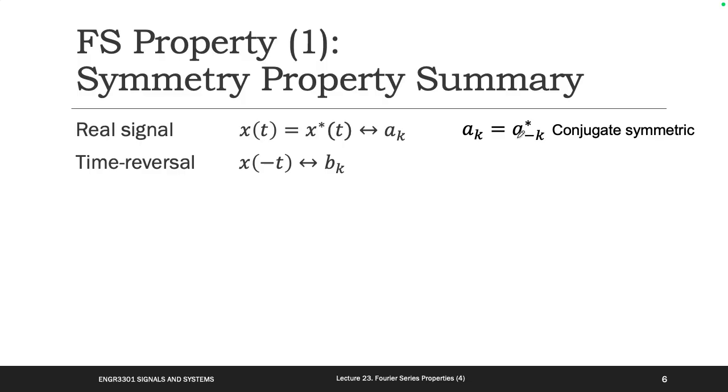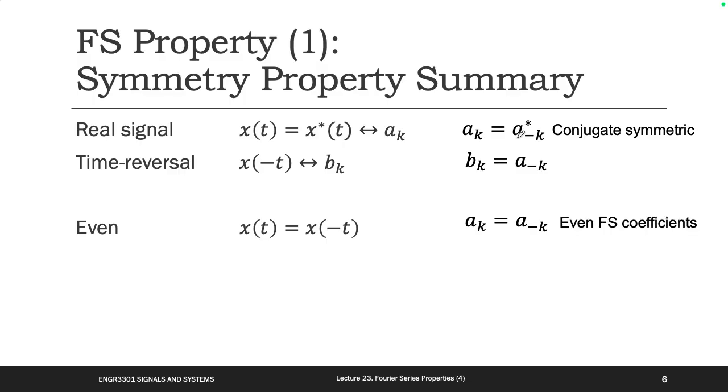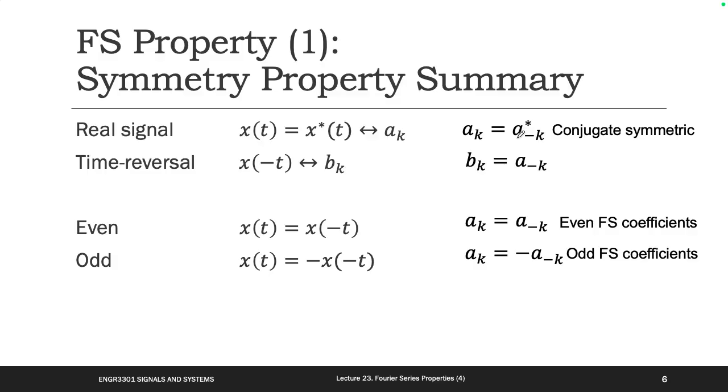And for the time reversal, we have this one, the FS coefficient equal A negative K. And then for the even signals, we have this one, AK equal A negative K, and we call it even FS coefficient. And for the odd signals, this is just the definition for the odd signals, and we have the FS coefficient, this one, AK equal negative A negative K. We call it odd FS coefficient.